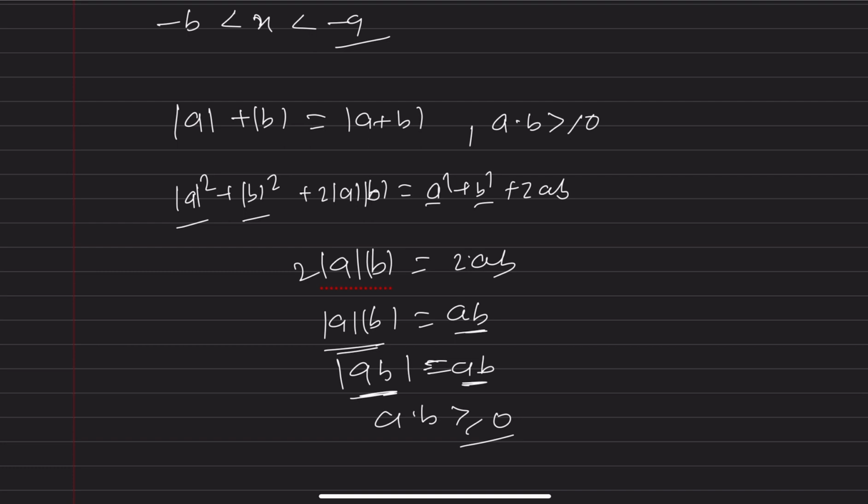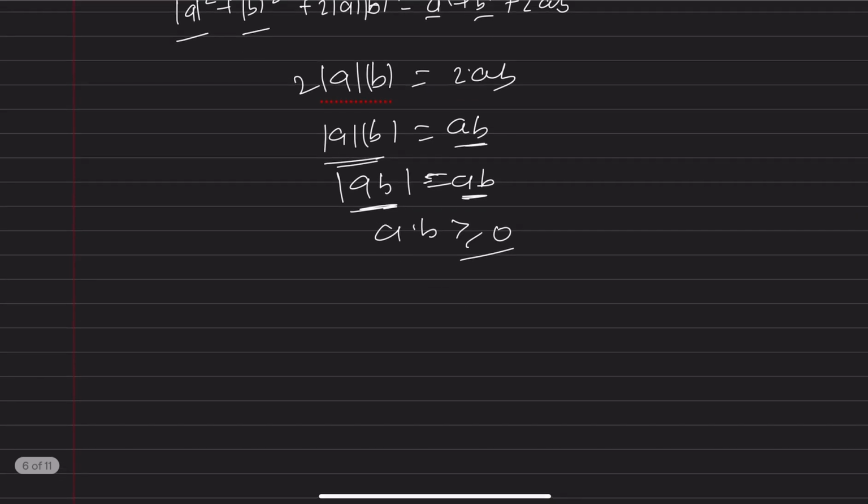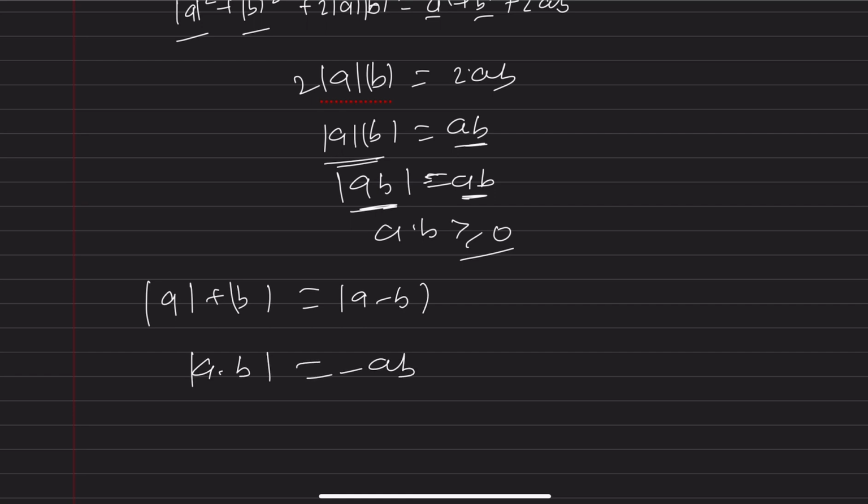Okay. Similarly, you can prove it for mod of a plus b. When we have mod of a plus mod of b equal to mod of a minus b, then mod of a into mod of b equals negative ab, and it means that ab has to be less than 0. Okay, so here is the equality sign. Now, we have learned this property, and using it you will solve some questions.